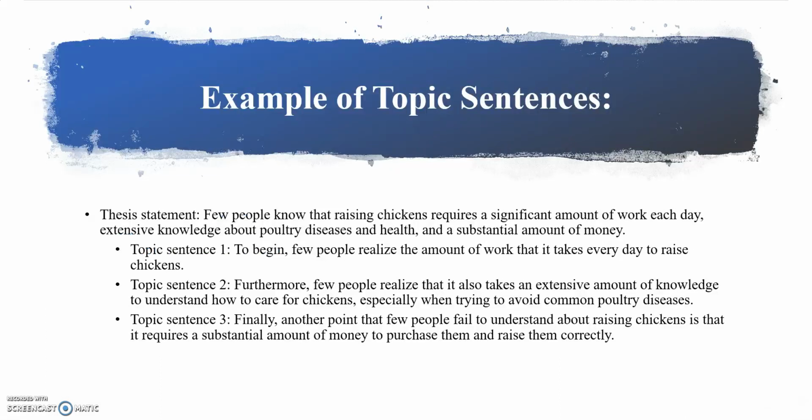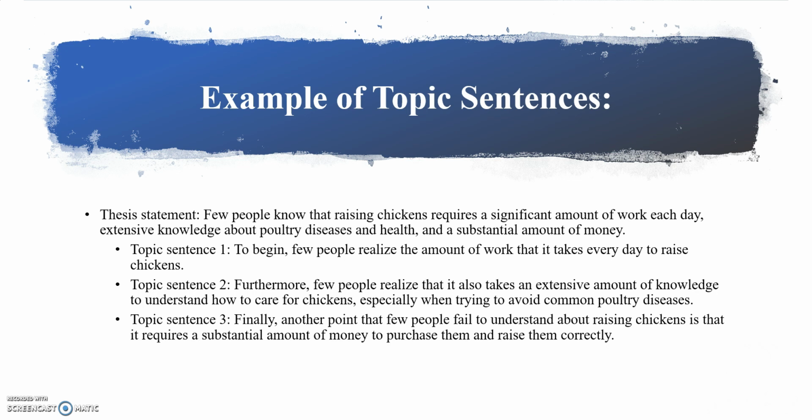Let's go back. We'll use the thesis statement that we already saw about raising chickens. So you already have that thesis. Now we can see how you build the three topic sentences off of that thesis. So topic sentence 1 would be about the first point in the thesis, that raising chickens requires a substantial or significant amount of work each day. So your topic sentence could be, to begin, here's my transitional word, few people realize the amount of work that it takes every day to raise chickens. So you don't have to use the exact same language in your thesis statement, but it does have to clearly be addressing that first point that you did list in the thesis. Okay, so same idea, but you can use different words.